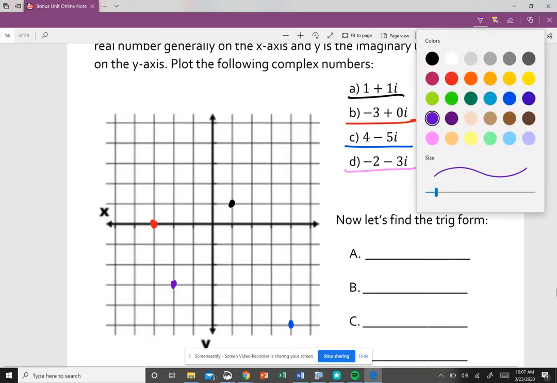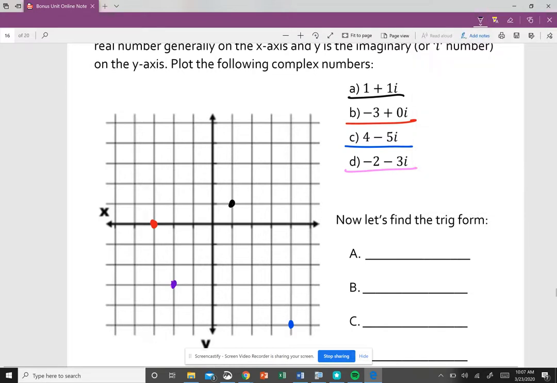All right. So I'm going to start with black. So the first thing, we're going to find the trig form of this. So the first thing we need to find is the length of that. So this is 1, that's 1. So this is going to be 1 squared plus 1 squared. So it's just going to be the square root of 2. Right? So that's the length.